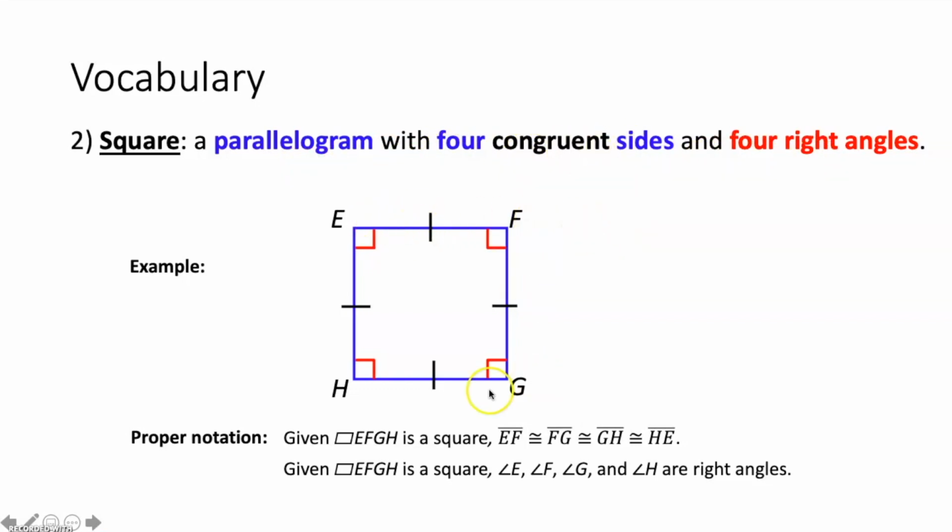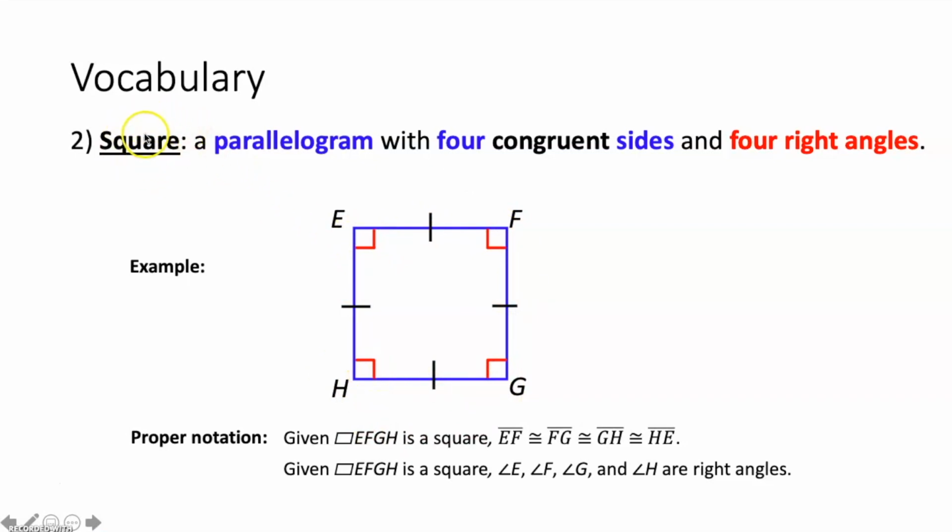So a square, down here you can see quadrilateral EFGH is a parallelogram first and foremost. That means that, again, all of the parallelogram properties apply. It's also a parallelogram with four congruent sides, meaning that this is also a rhombus. And because it's a rhombus that has four right angles, we can also call it a square.